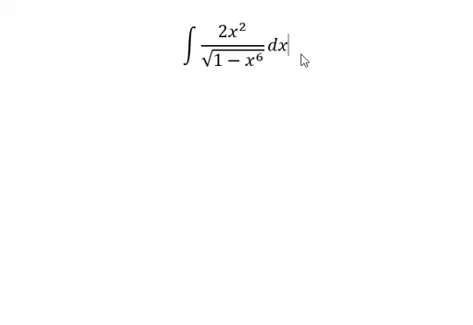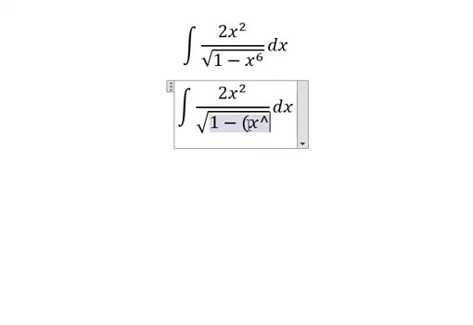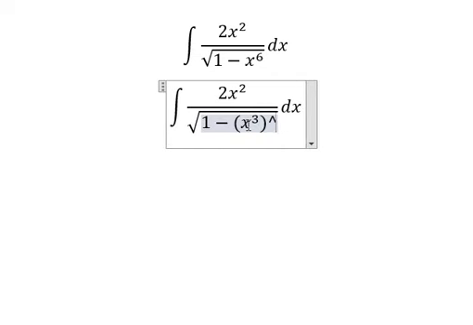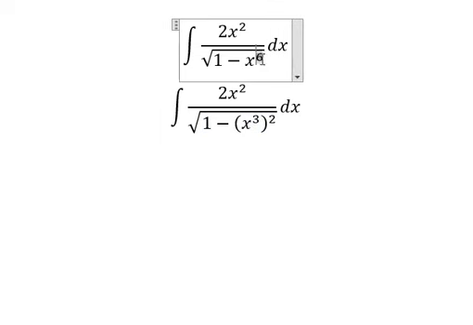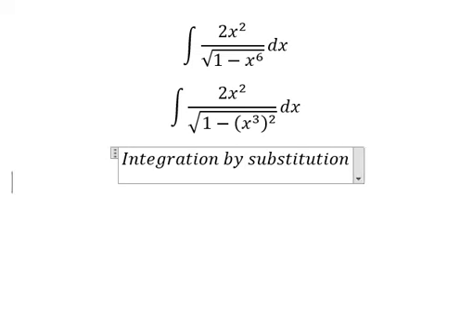So today I will show you how to answer this one. This one is about x to the power of 3, everything to the power of 2. Because 3 multiplied by 2, we have 6. Next, we can use integration by substitution.